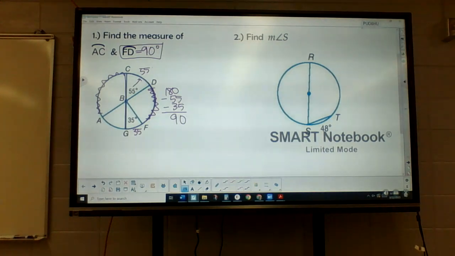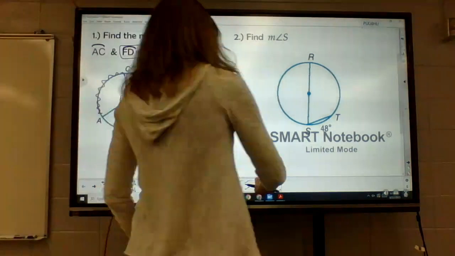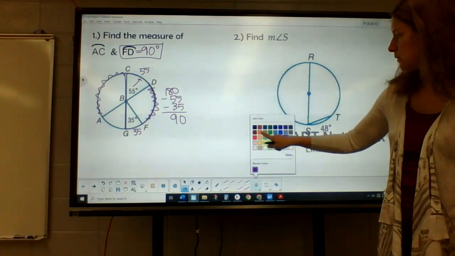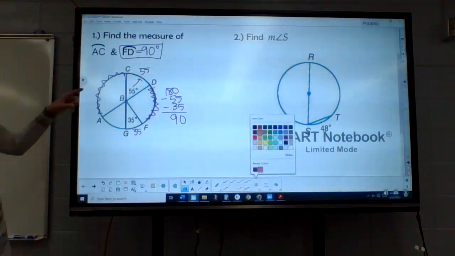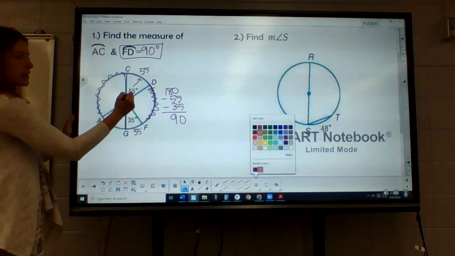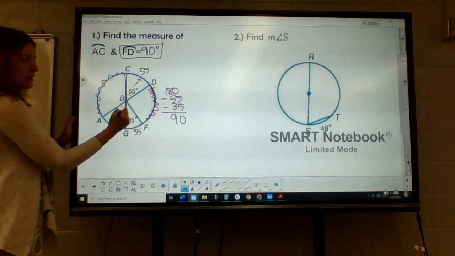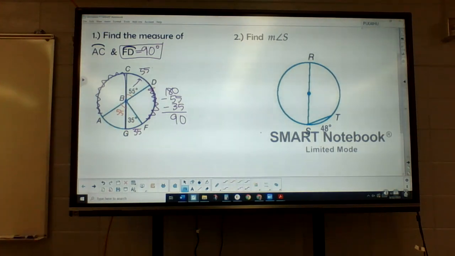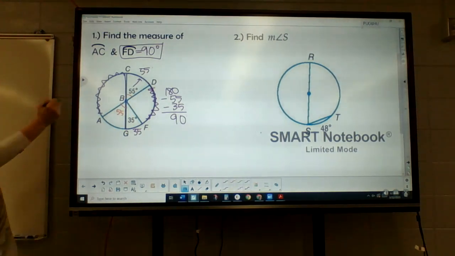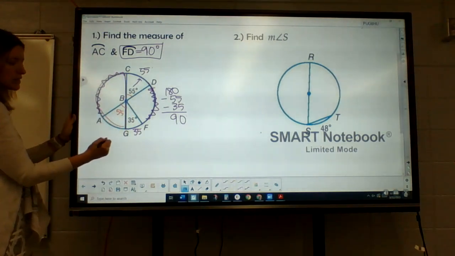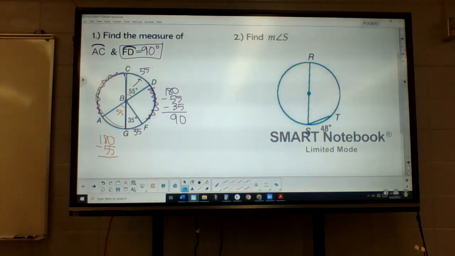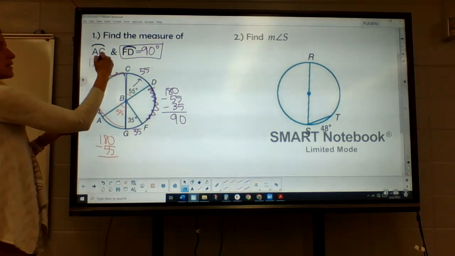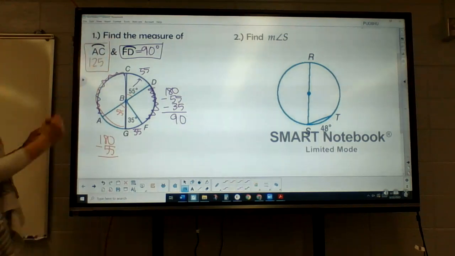How are we going to figure out AC? 180 minus 55. Okay, so hopefully you guys notice we have vertical angles here. So this is also 55. So to figure out the other side, going around this way, this is 180, and we're taking away that little 55. So I believe we end up with 125 there.